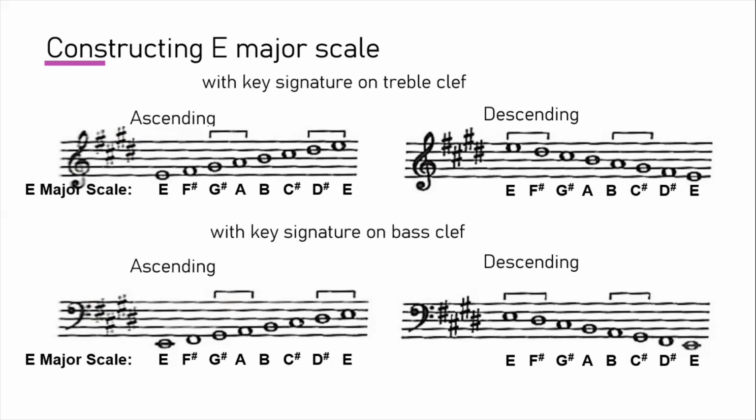Now let's look at the one we have down, which is with a key signature on the bass clef. Yeah, we can see the ascending, do, re, mi, fa, sol, la, ti, do, and then we see the descending, do, ti, la, sol, fa, mi, re, do.